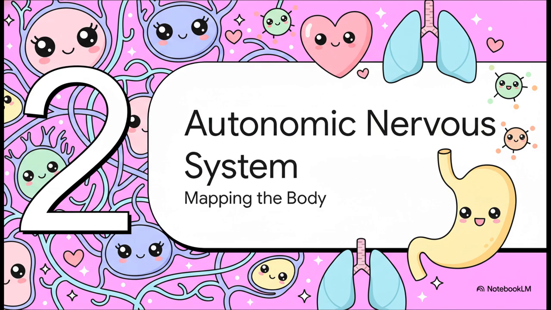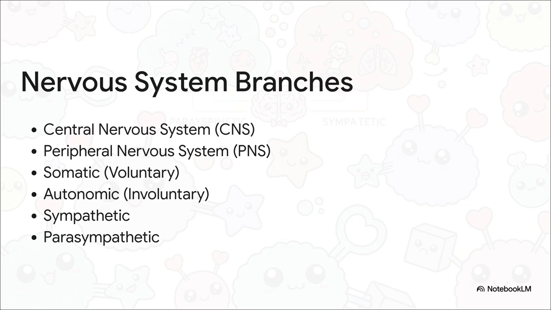Section 2. The autonomic nervous system, mapping the body. Okay, so now that we know these drugs absolutely need a target, let's map out one of the biggest, most intricate target networks inside you. Our nervous system branches out a lot like a tree. Right at the base, it splits into the central and peripheral systems. If we follow that peripheral branch, it divides our actions into two camps. The voluntary somatic movements, like you actively deciding to raise your hand, and the involuntary autonomic controls. And that autonomic branch splits one last time into the sympathetic and parasympathetic divisions.